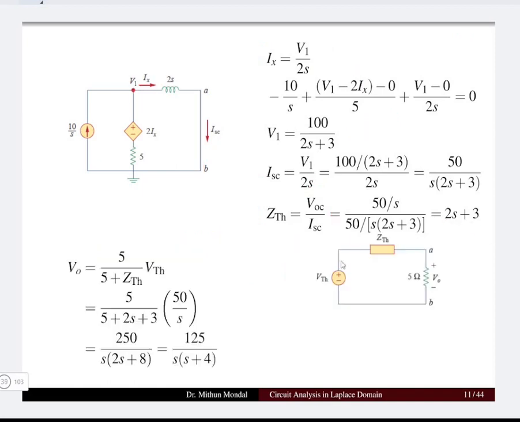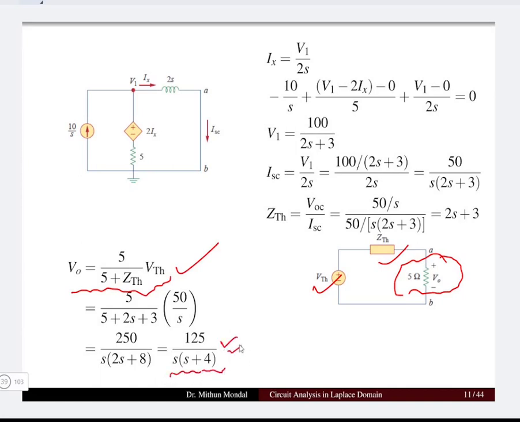Once we get the Thevenin voltage and Thevenin impedance, we can reconnect our 5 ohm resistor which was removed from the network. Now, using the voltage division rule, we can find V naught, and the answer is 125 by s plus 4.